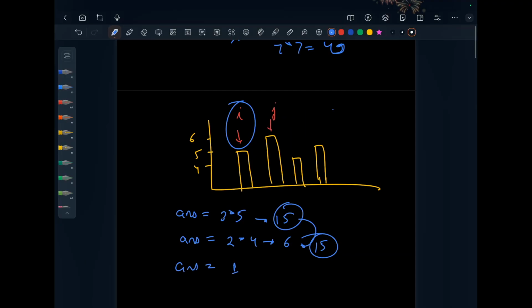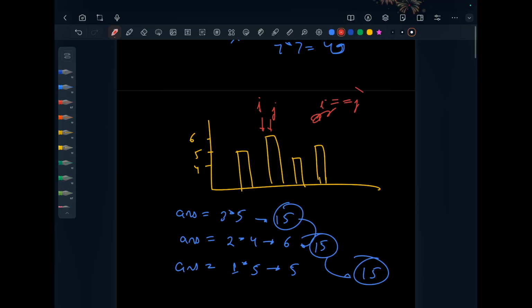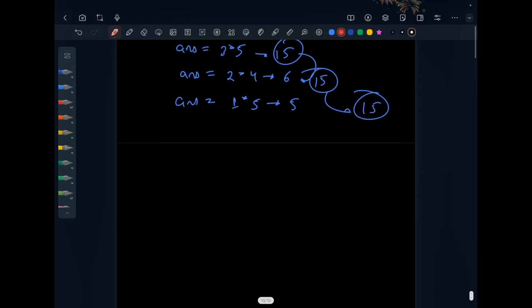The distance is 1 and the height we can take is 5, so the answer will still be 15. So now in this case the height at j is greater than the height at i, so this time we will move i. Now i equals j, we will stop our loop. Okay, so let's first write the code, then I will explain the code once again.